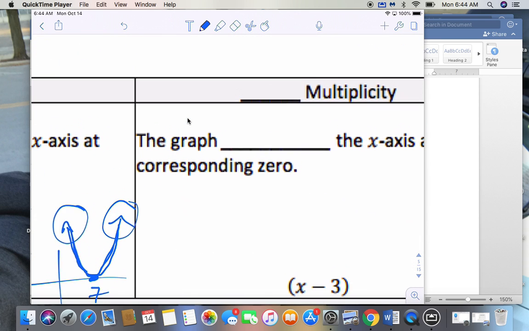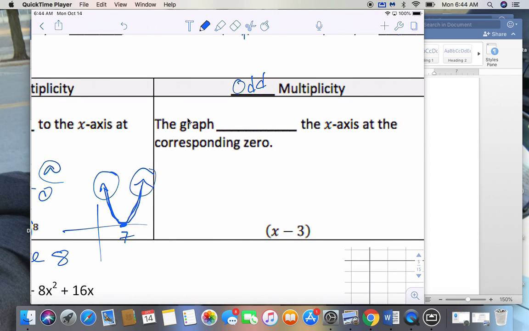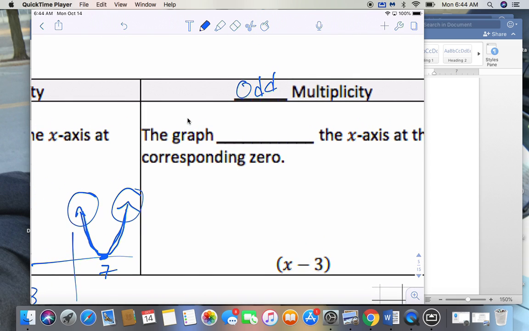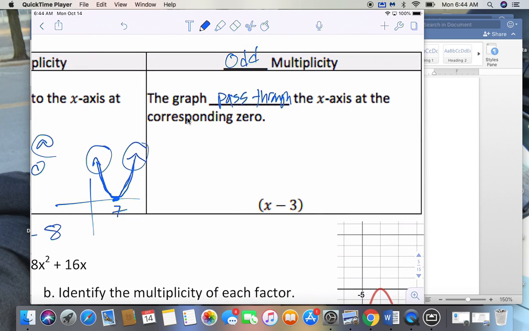Let's say it's odd. So we're going to change it up, go odd. Okay, and what happens is the graph passes through, and I'm going to use that probably because it's a little more accurate, pass through. So it's going to go through the x-axis at the corresponding 0. Let's say it's x - 3 to the first. That would count as an odd multiplicity. It's the degree of that factor.